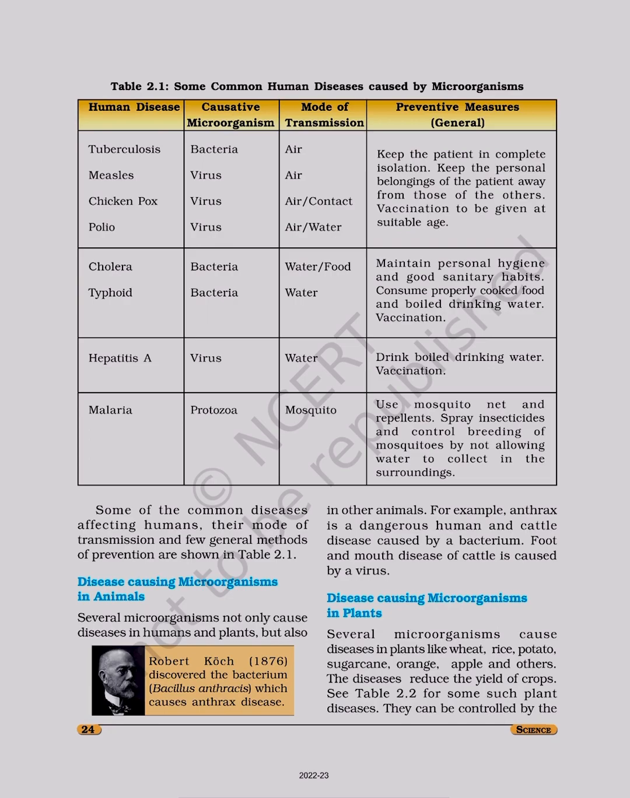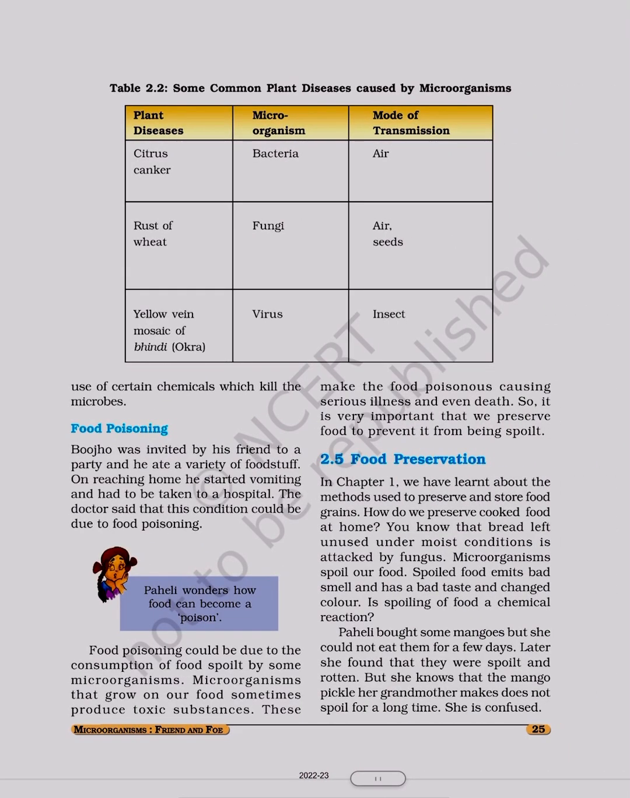Disease causing microorganisms in plants. Several microorganisms cause diseases in plants like wheat, rice, potato, sugarcane, orange, apple, and others. The diseases reduce the yield of crops. See Table 2.2 for some such plant diseases. They cannot be controlled by the use of certain chemicals which kill the microbes.